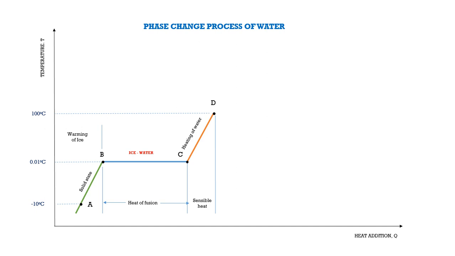sensible heat. The heat supplied only to change the temperature, whether increase or decrease, is called sensible heat. The next process, D to E.